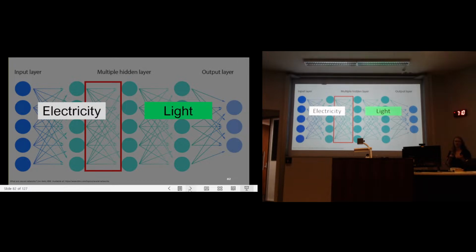Light's good because it doesn't have crosstalk. It's also much faster to propagate, and we can encode information in the light in a way that we can't with electricity. So we can encode it in the frequency or the wavelength, in the shape of the light, and in a whole bunch of other things like intensity, for example.